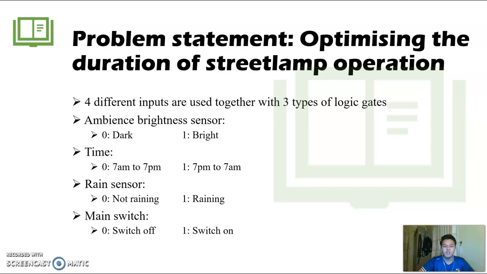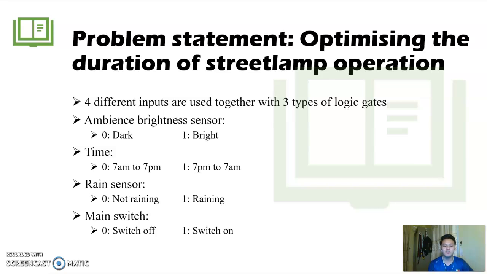So there are 4 different inputs that are used together with 3 types of logic gates. The first input is the ambience brightness sensor. The input is 0 when it's dark and 1 when it's bright. The second input is time, as it is always used in street lamp operation. Basically, from 7 AM till 7 PM the input will be 0, and at night, from 7 PM till 7 AM the next day, the input will be 1.